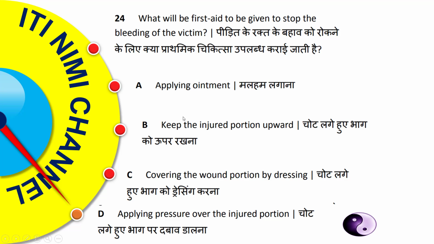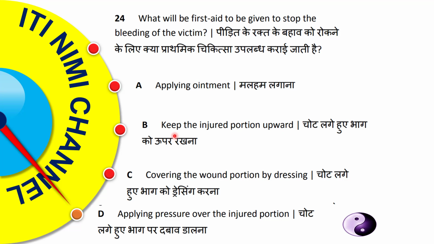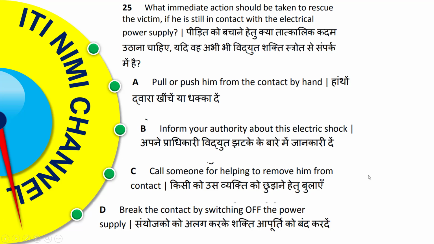Okay, I think this is a somewhat confusing question, because when bleeding, two options could be correct. The first one is keeping the injured portion upward, and the second one is applying pressure over the injured portion. In our NIMI question bank, the answer is applying pressure over the injured portion. Okay, I think this is an important question.